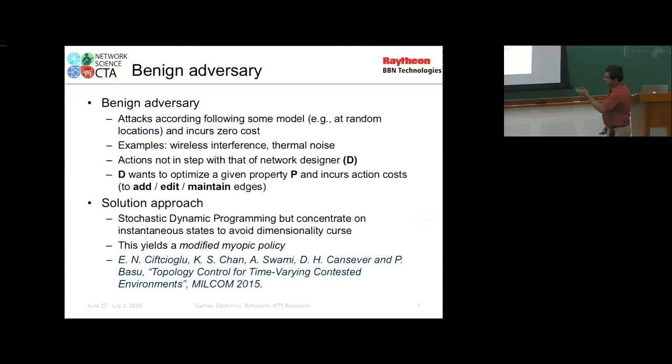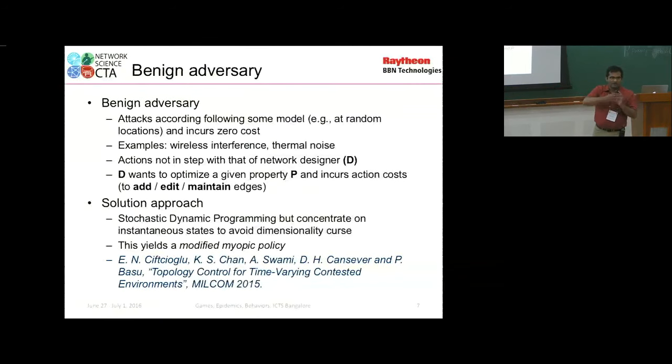Now first I'll start with a benign adversary. Imagine such a policy-compliant sequence where the adversaries are like nature, wireless interference, thermal noise, etc. So the attacks are going to happen randomly on some link, some set of links, and the actions are not in step with how the network designer is augmenting the network. The designer still wants to optimize a property like eccentricity or shortest path length, etc. But he's incurring costs to add, delete, or maintain an edge. And sometimes he may want to delete an edge because that would result in lower maintenance cost in future, because if I have more edges, then I have to spend more time maintaining them.